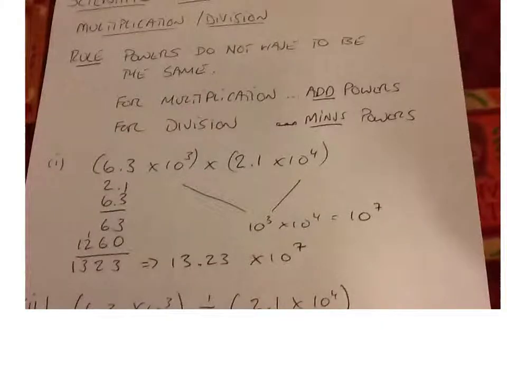For multiplication and division, the powers do not have to be the same. For multiplication, we add the powers, and for division, we take away the powers. Okay, so if we have 6.3 by 10 to the 3 times 2.1 by 10 to the 4, then we multiply the two mantissas, the two coefficients, the 6.3 times 2.1, and that gives us 13.23, and then we add the 10 to the 3 and the 4, 3 and the 4 gives 10 to the 7, so it all becomes 13.23 times 10 to the 7.